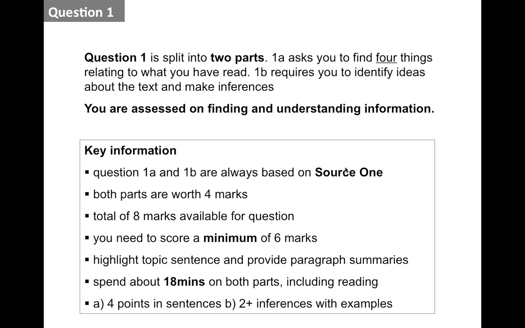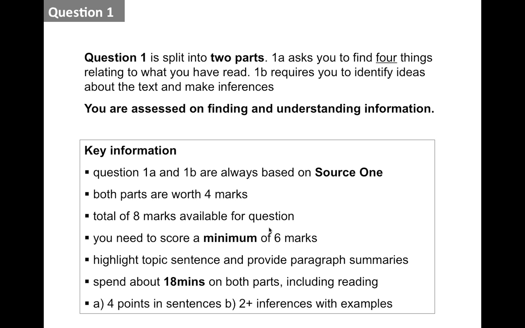The key information you need to be aware of is below in the box here. And that's that question 1 is always based on source 1. Both parts are worth 4 marks, giving you a total of 8. And we think you can gain a minimum of 6, and a lot of you will get 7 or 8 marks for this because it's relatively straightforward.